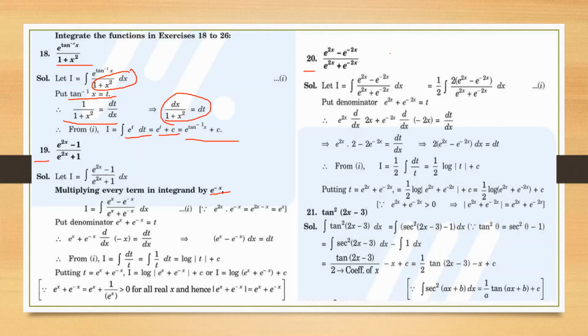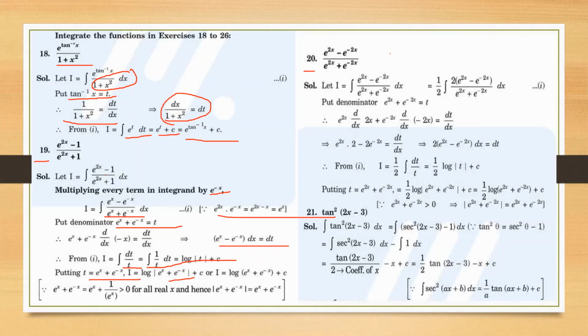Let's see. Okay, now put this as t. Why? Because its derivative is present in the numerator. See, the derivative of e raised to power x is e raised to power x, and the derivative of e raised to power minus x is minus e raised to power minus x, right? So it is present here. So arrangement means e raised to power x minus e raised to power minus x dx equal to dt. So it becomes dt upon t, again log mod t plus c. Put back the value of t as e^x plus e raised to power minus x plus c, and this is the answer.